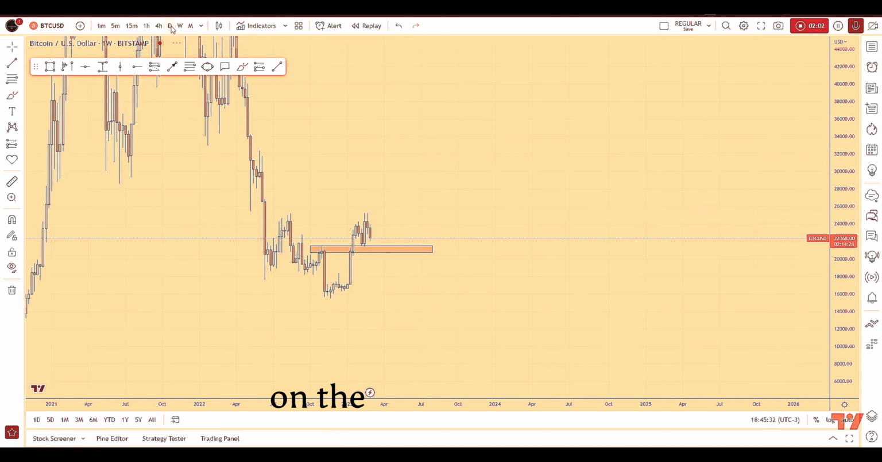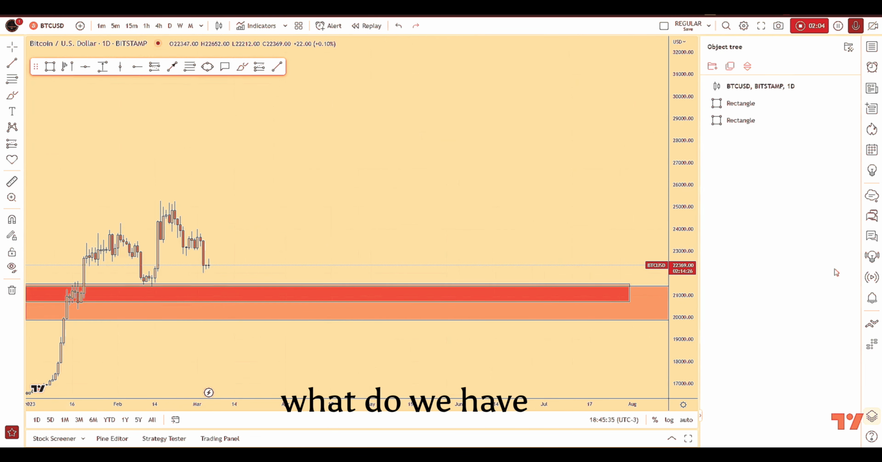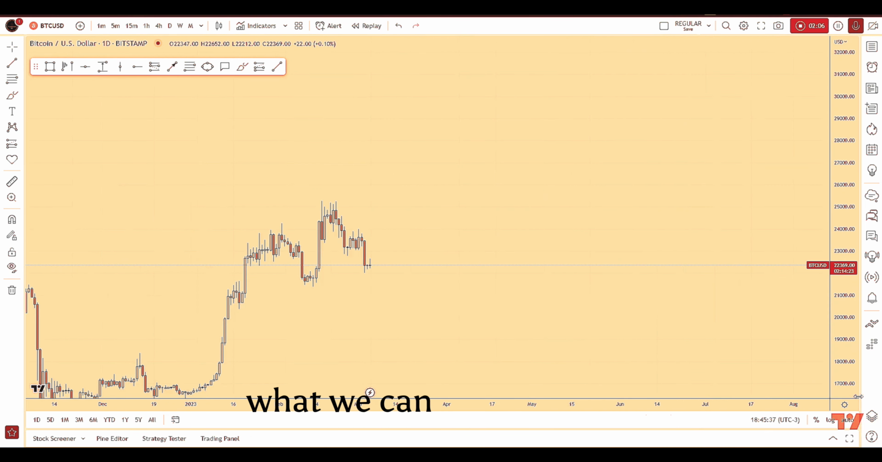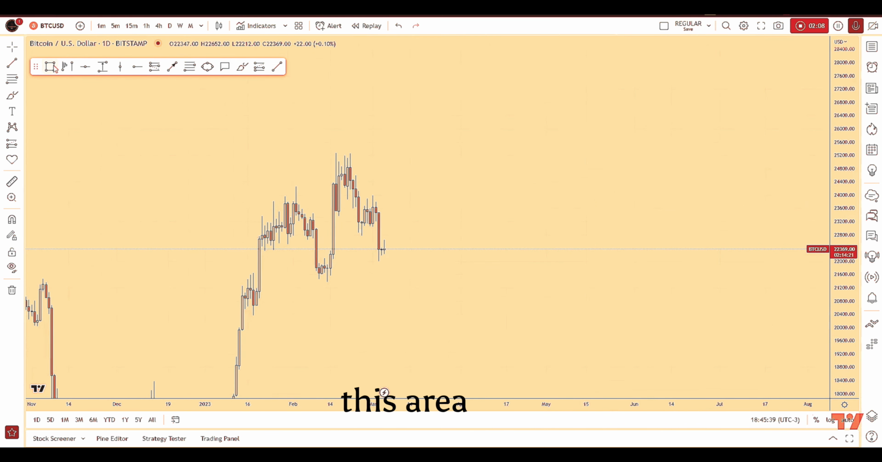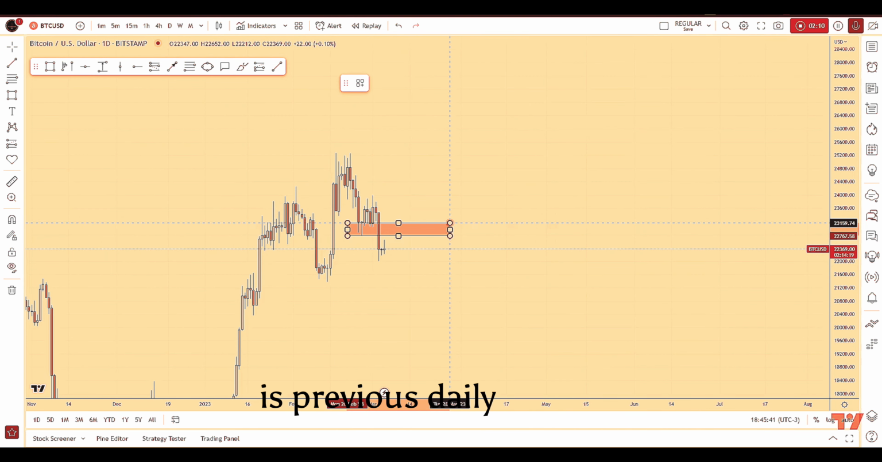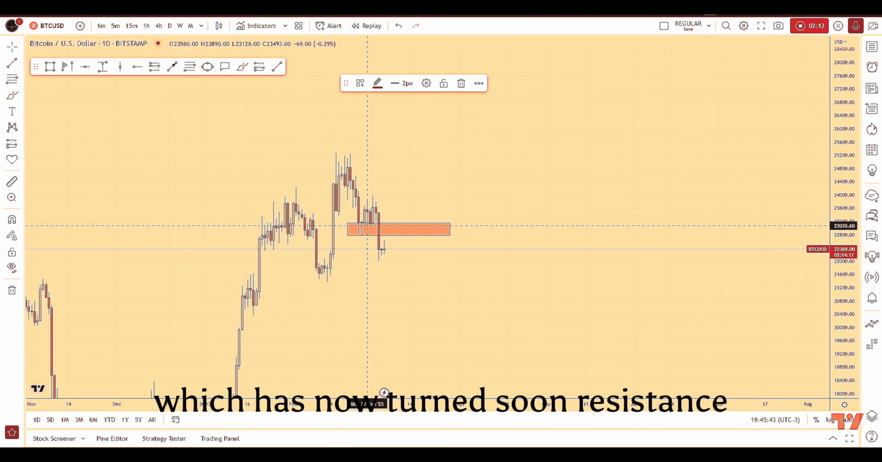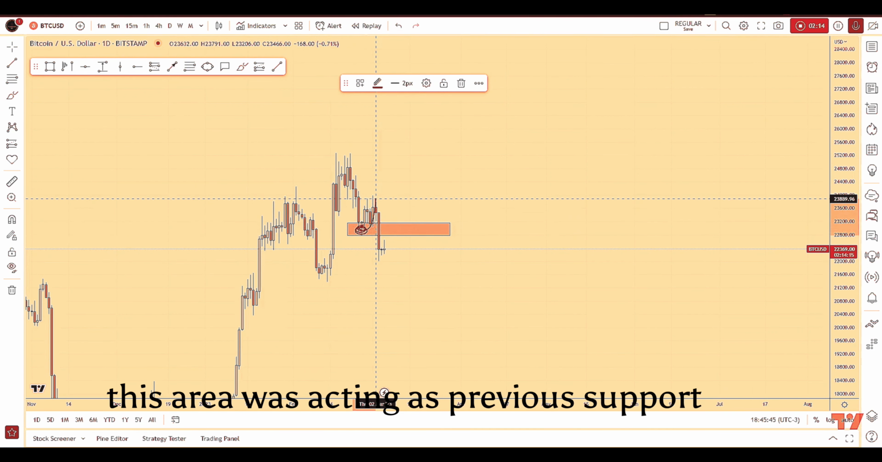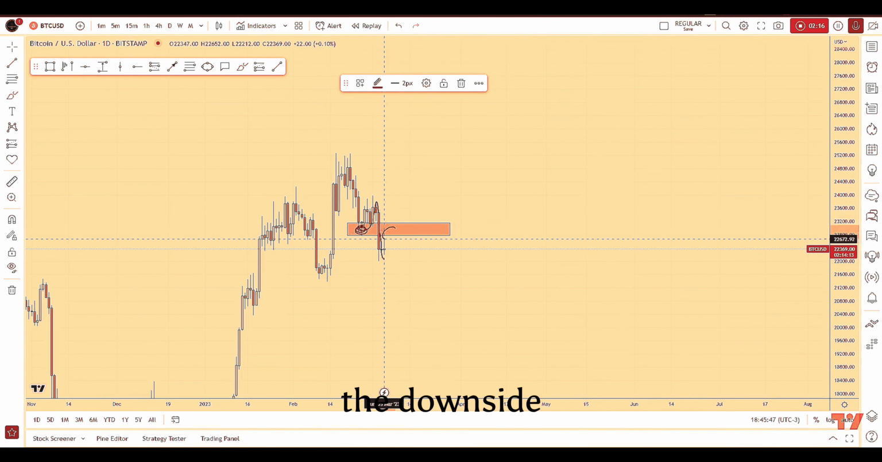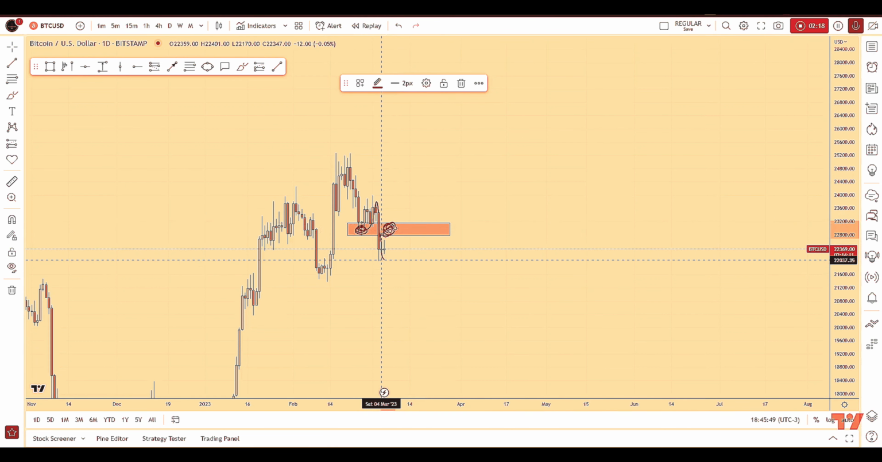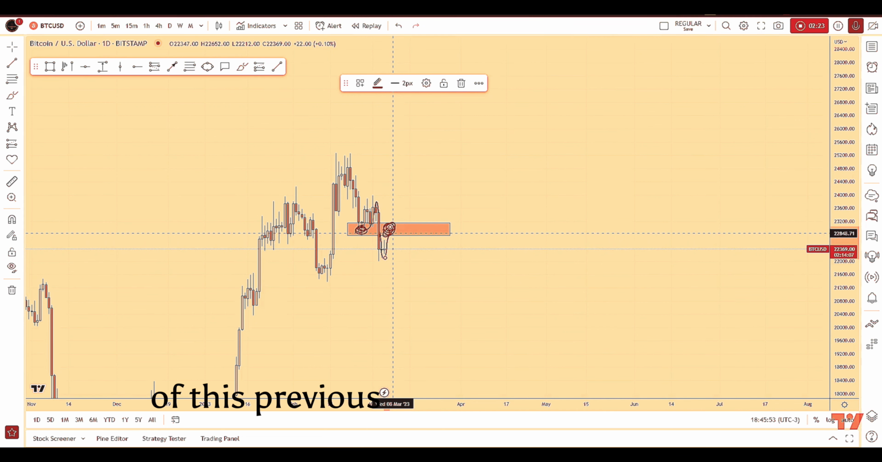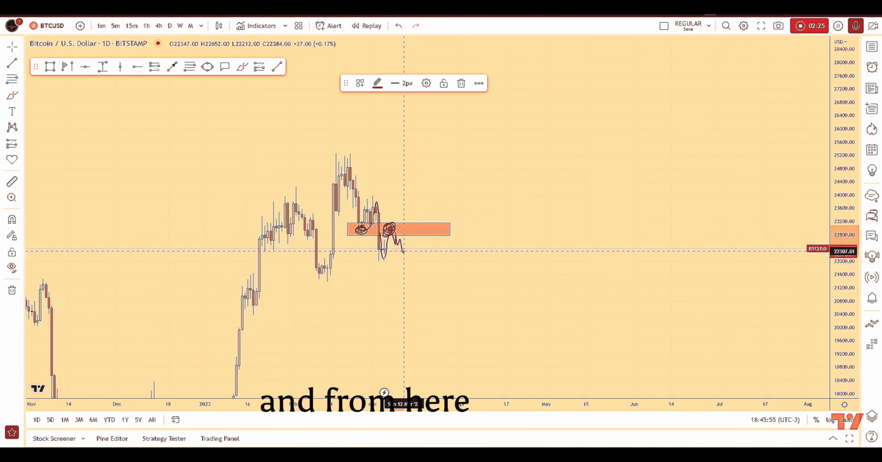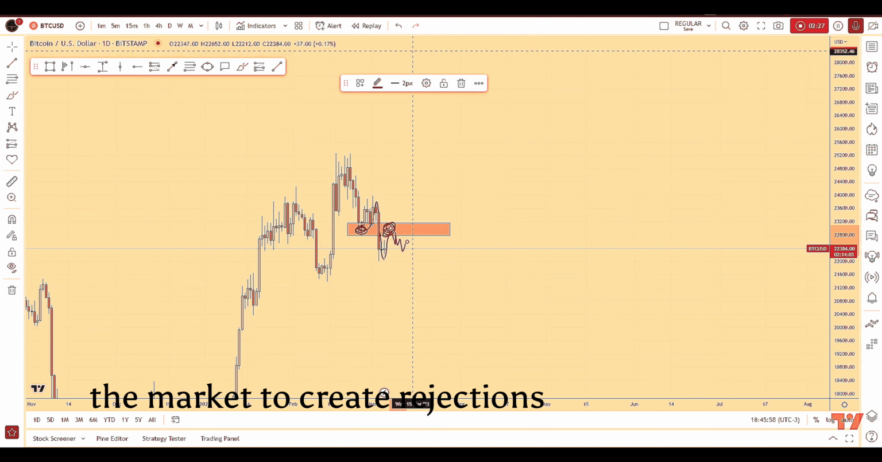Dropping down on the daily time frame, what do we have? Now, from a daily perspective, what we can notice is that at the moment, this area here is previous daily support, which is now turned resistance. This area was acting as previous support here. The market has now broken it to the downside. It's turned resistance at this level. So what we could expect is a potential retest of this previous support and resistance. And from here the market creating rejections to the downside.